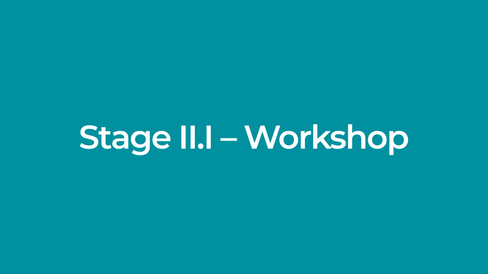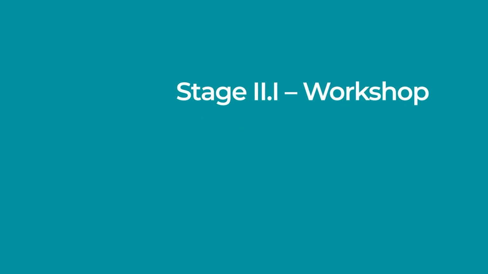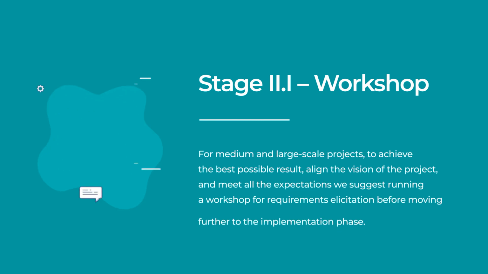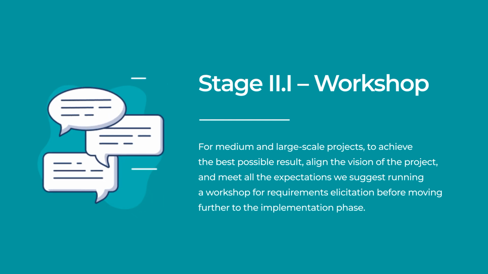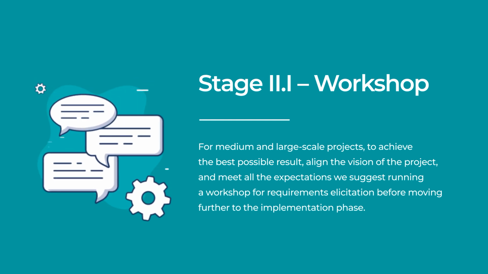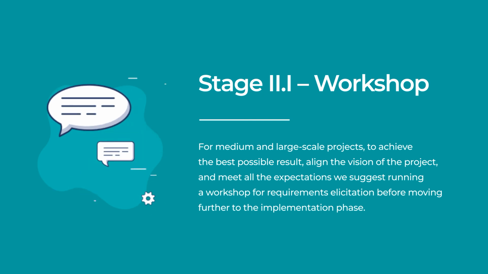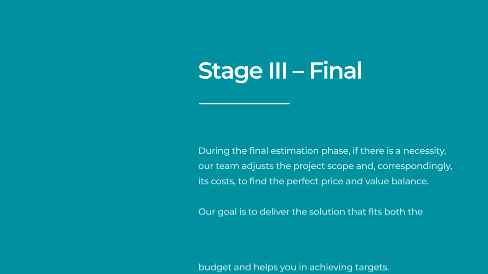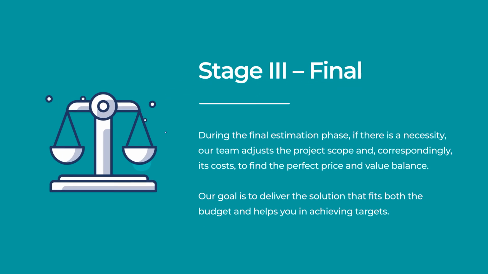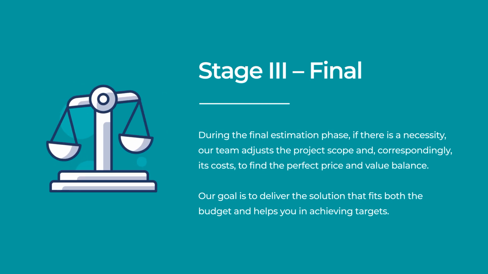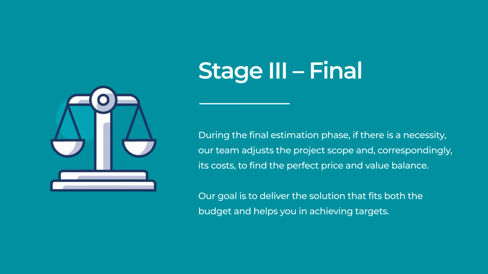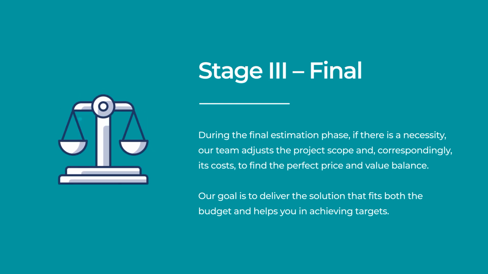Stage 2.1 – Workshop. For medium and large-scale projects, to achieve the best possible result, align the vision of the project, and meet all the expectations, we suggest running a workshop for requirements elicitation before moving further to the implementation phase. Stage 3 – Final. During the final estimation phase, if there is a necessity, our team adjusts the project scope and, correspondingly, its cost to find the perfect price and value balance. Our goal is to deliver the solution that fits both the budget and helps you in achieving targets.